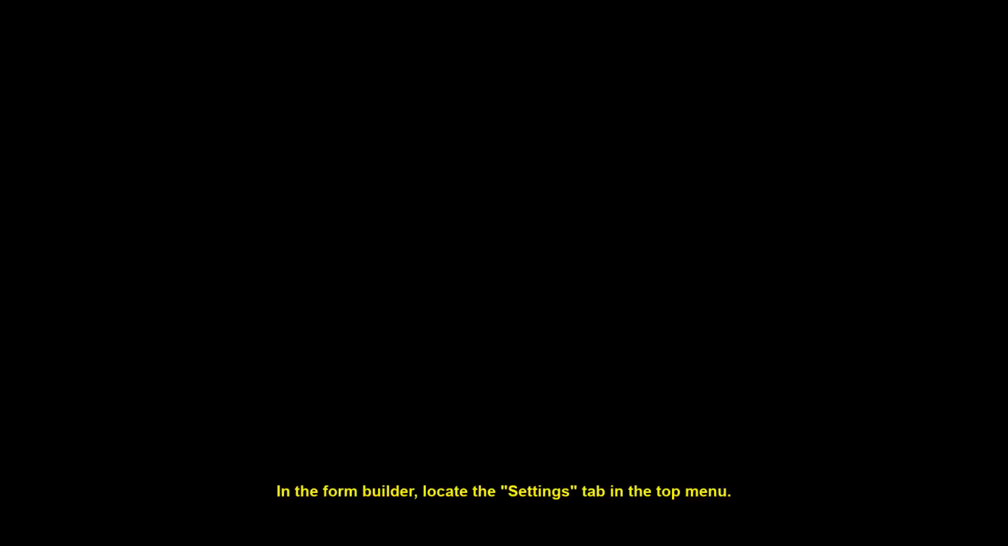In the form builder, locate the Settings tab in the top menu. Click on Integrations from the options available in the left sidebar. Use the search bar to find the specific integration you are interested in. Select the integration from the search results.